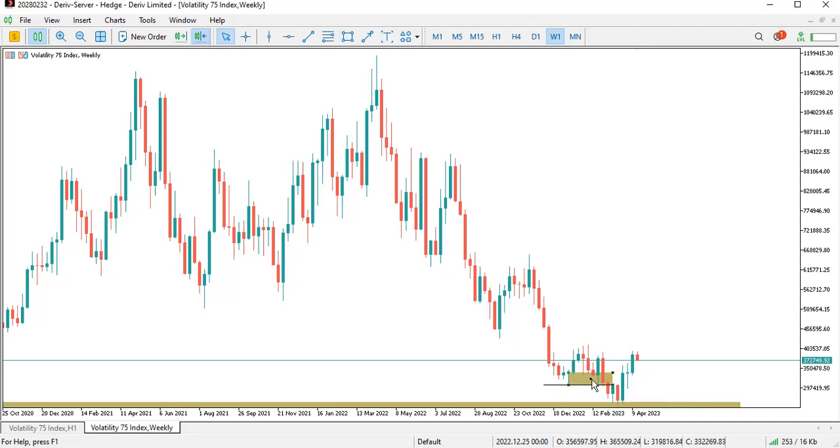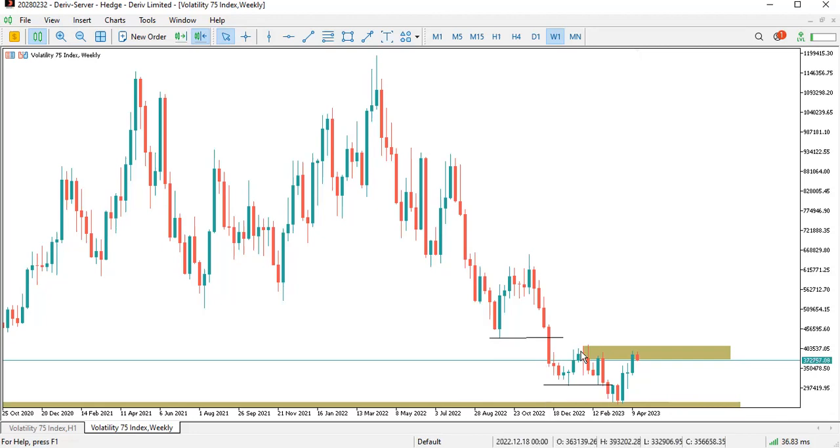All right, and then after that, what do we have? We have our whole point of interest up here. That's where we have the current price action, right? And then before this, what do we notice? We notice another break of market structure here in a bearish direction, right?